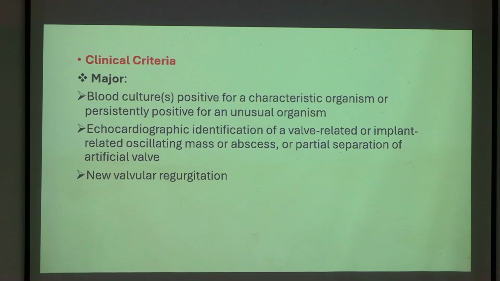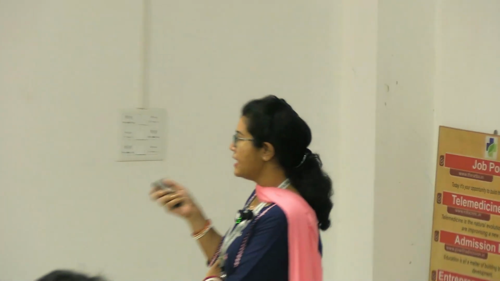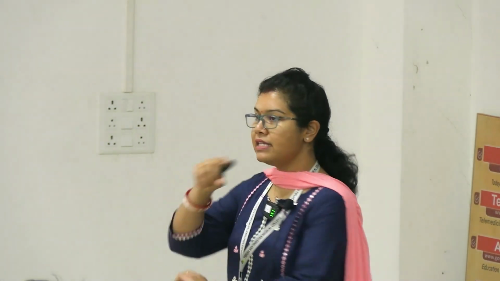Then echocardiographic identification of a valve related or implant related oscillating mass or abscess. If you can see, I don't think I have put one picture, but it's there in the book. If you can see there will be mass like in the line of closure you can see the masses of the vegetation. So from there you can see mass or abscess or partial separation of the artificial valves, okay.